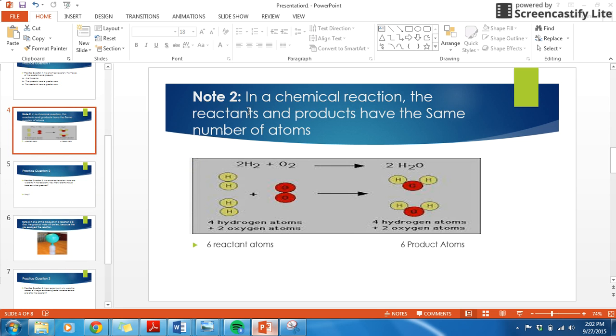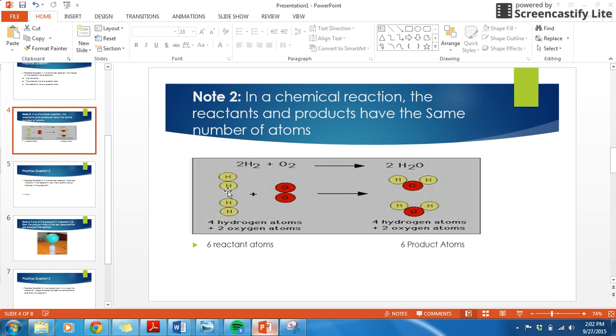Note 2. In a chemical reaction, the reactants and the products have the same number of atoms. Well, this makes sense, right? If we have the same mass between my reactants and my products, we're going to have the same number of atoms too. So in this chemical reaction where I have hydrogen and oxygen, I have 6 total reactant atoms.